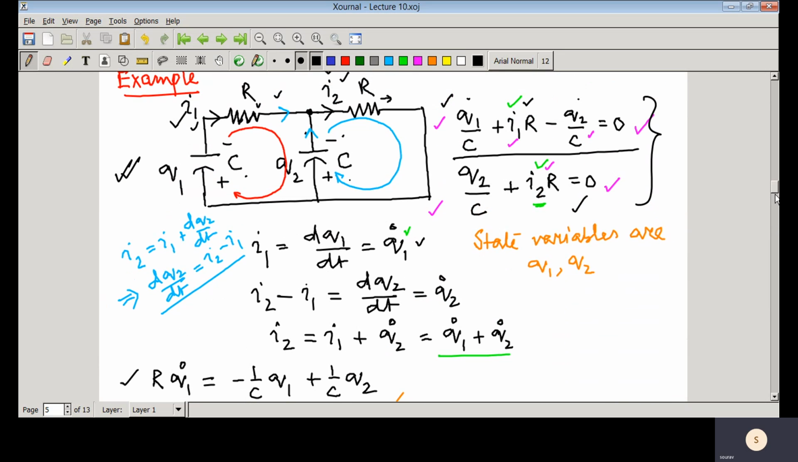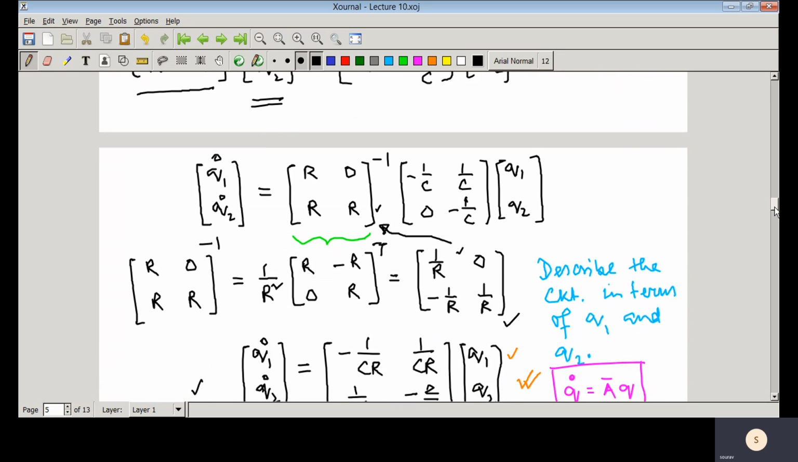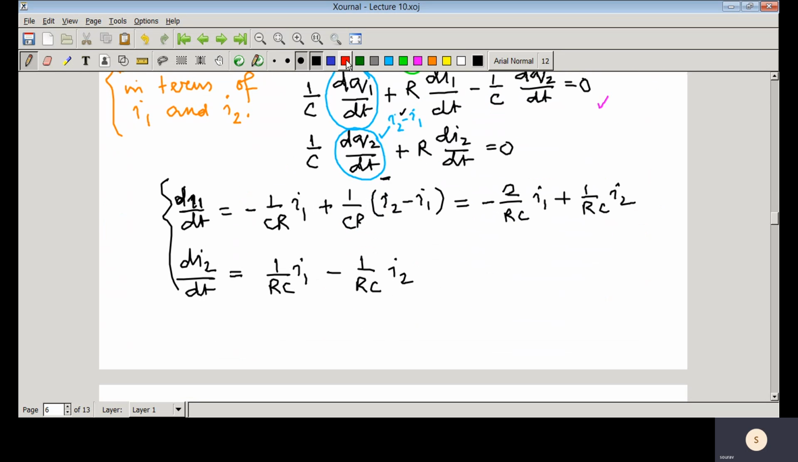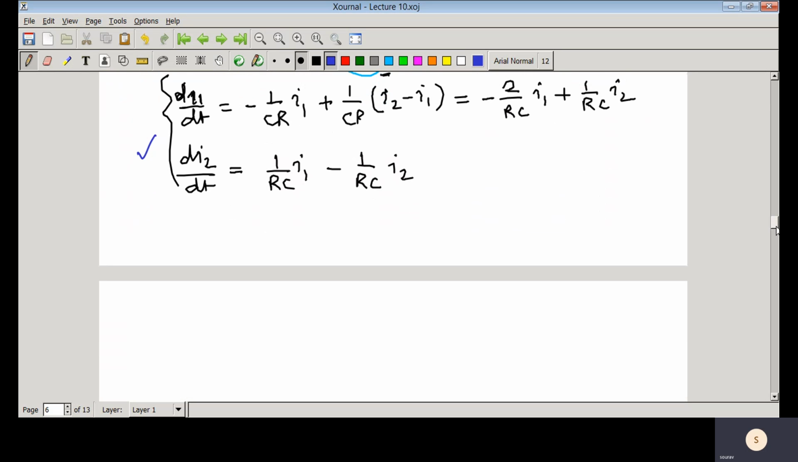This is a simple circuit, and we have derived that state space model just by considering charges of that capacitors, and then we started solving that problem considering currents, and we have derived these two first order differential equations.